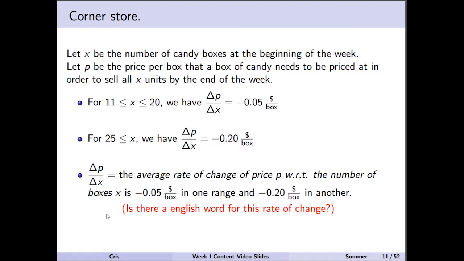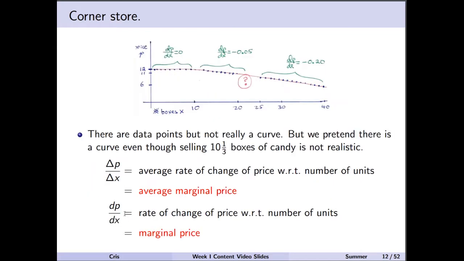What about delta P over delta X? Is there an English word for that? Do the economists call that something? Or do we just always have to say the average rate of change of price with respect to X? I think the answer's on the next slide. It's in red right here. Delta P over delta X is the average marginal price, and dP over dX is called the marginal price.